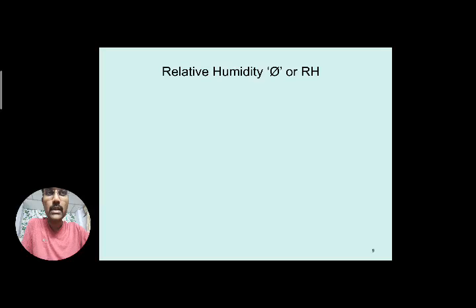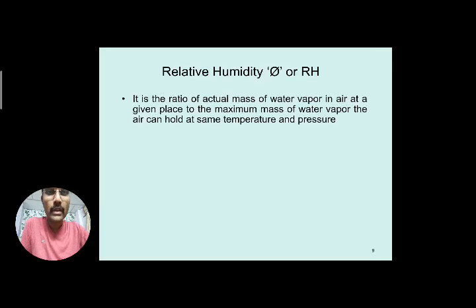Coming to the second terminology, relative humidity, which is denoted by phi, or simply written in short form as RH. Now we will see the statement regarding this. What is the relative humidity of air? It is the ratio of the actual mass of water vapor in air at a given place to the maximum mass of water vapor the air can hold at the same temperature and pressure. It is also taken in the form of a ratio.